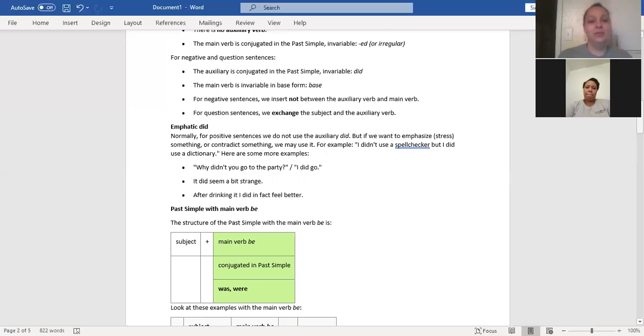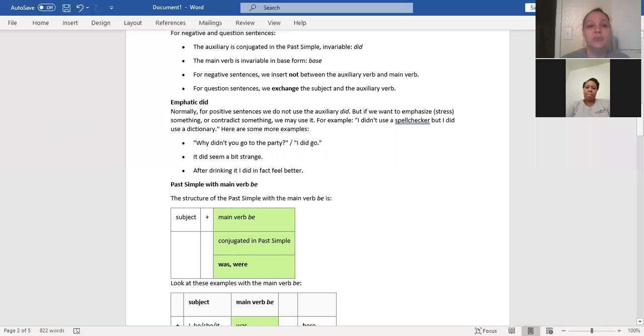Emphatic did. Normally, for positive sentences, we do not use the auxiliary did, but if we want to emphasize or stress something or contradict something, we may use it. For example, I didn't use a spell checker, but I did use a dictionary. Here are some more examples. Why didn't you go to the party? I did go. It did seem a bit strange. After drinking it, I did in fact feel better.